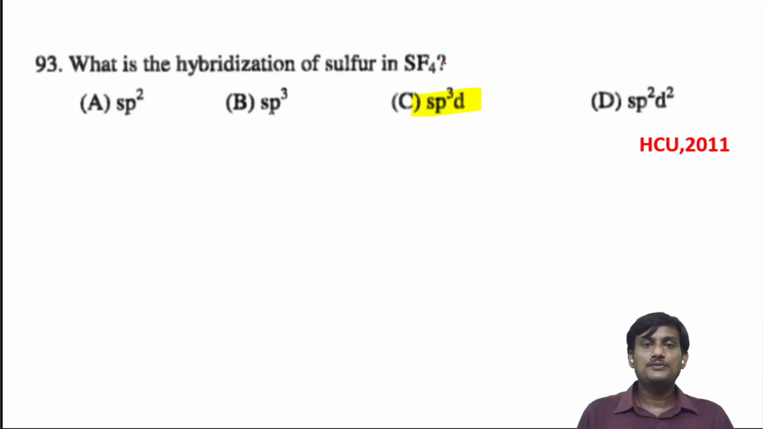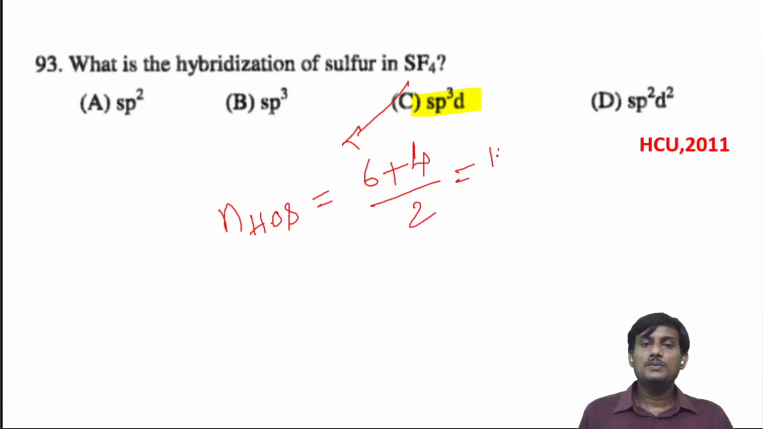What is the hybridization of sulfur in SF4? Here we have to find the number of hybridized orbitals by using this formula. On the central atom, how many valence electrons are there? 6 valence electrons, and 4 monovalent atoms, divided by 2. It will be 10 by 2, so 5 hybridized orbitals are there.